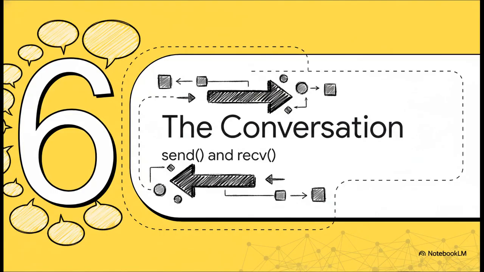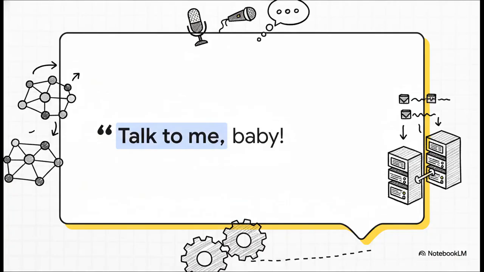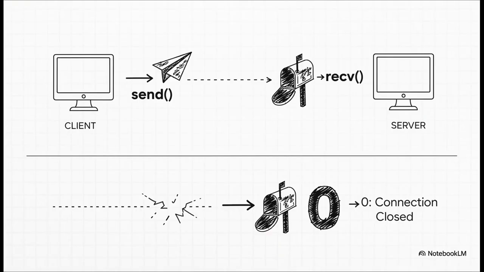So, with the handshake complete and the line officially open, it's finally time for the actual conversation. This is the whole payoff, the reason we did all that prep work in the first place. And as Beej's guide so perfectly puts it, talk to me, baby. There are two main functions for this part of the conversation, and they are about as straightforward as it gets. I mean, it's incredibly simple. You use send to send data, and you use receive to receive it.